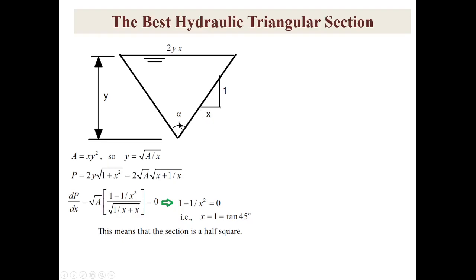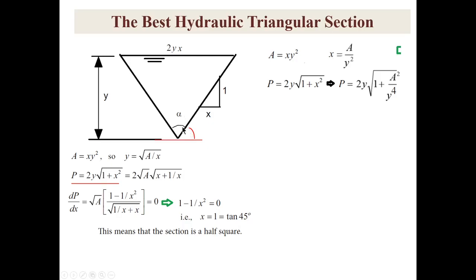I will talk about these angles and their relationship with alpha a bit later in this slide. Yes, you see that I found this theta equals 45 degrees. Therefore, this is 45 also. It means that this angle is also 45. And therefore, for the inner angle of this triangle, the alpha should be 90 degrees. Therefore, this is a right triangle. And we can say that this means the section is half of a square. Okay, here I would like to solve the problem of the best hydraulic triangular section in another way also.